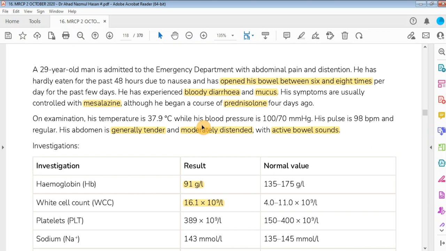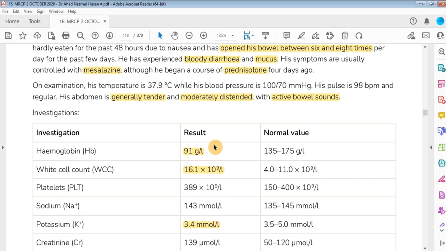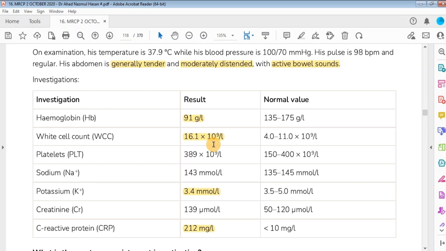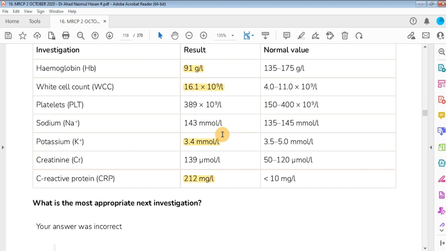His symptoms are usually controlled with mesalazine, although he began a course of prednisolone 4 days ago. On examination, temperature 37.9, BP 100/70, pulse 98 and regular. Abdomen is generally tender and moderately distended with active bowel sounds. Hemoglobin 9.1, TLC raised 16.1, platelet and sodium normal, potassium slightly lower 3.4, creatinine on the higher end 139, and CRP is raised 212.